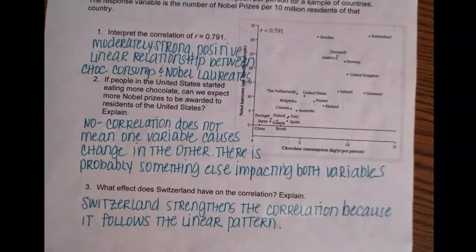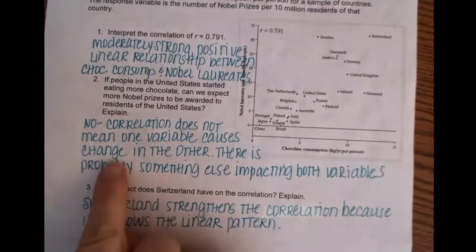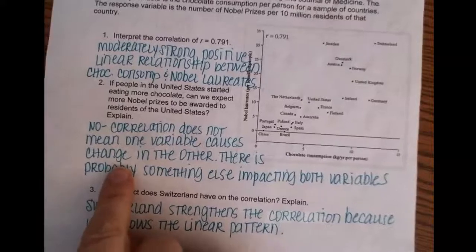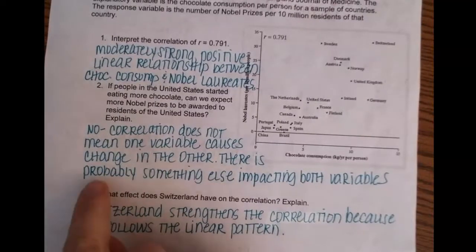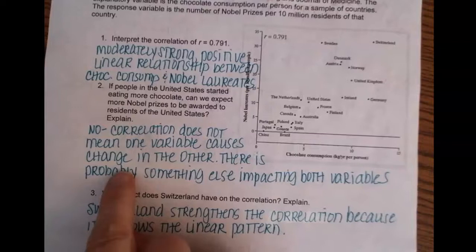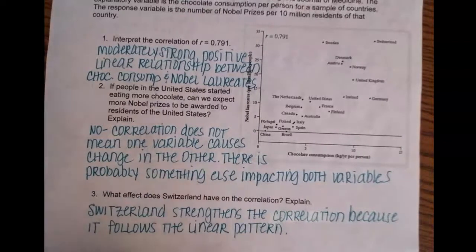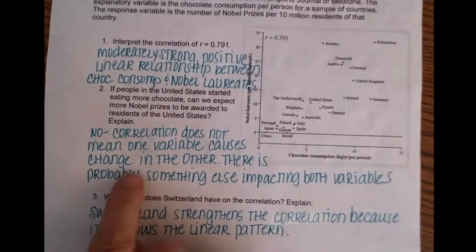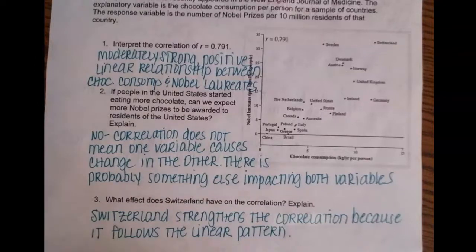Okay. So if the people in the United States started eating more chocolate, can we expect more Nobel laureates to be awarded to the residents of the United States? No, we can't. Correlation does not mean one variable causes change in the other variable. That's important. Just because a change in one doesn't mean there's going to be a change in the other. There is likely something else that was impacting both variables. That's your correlation does not equal causation.